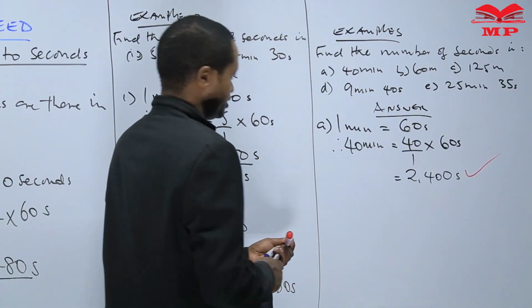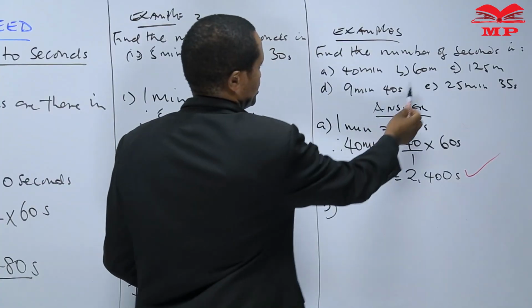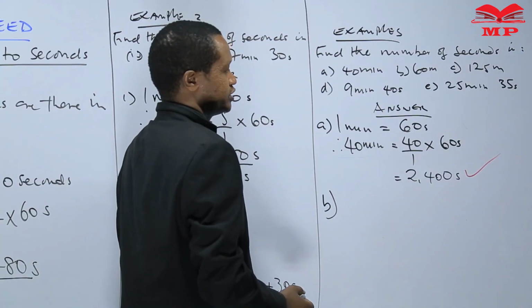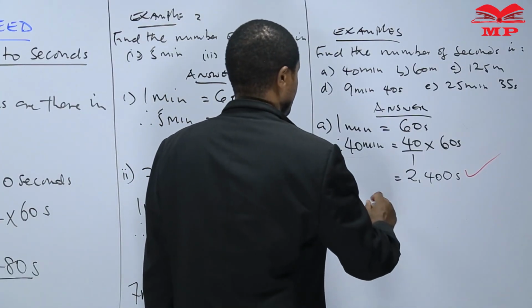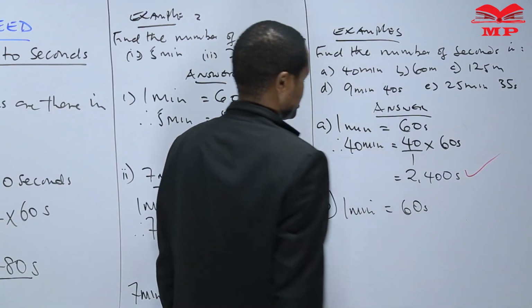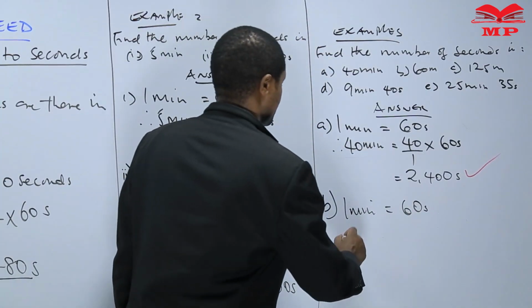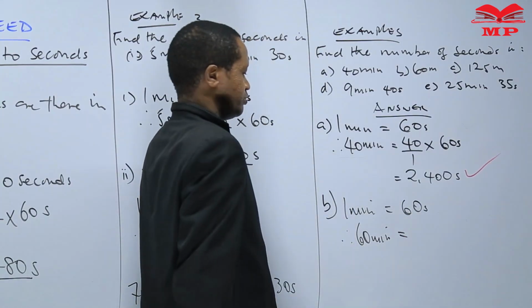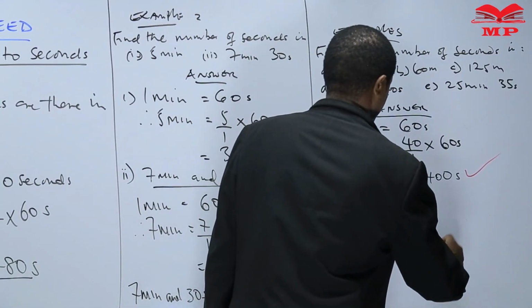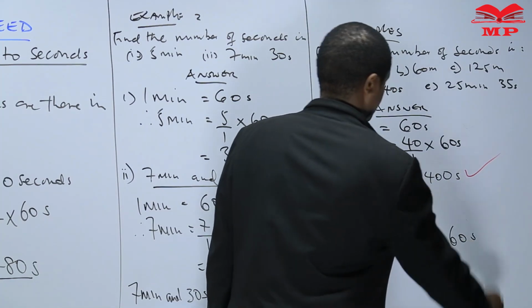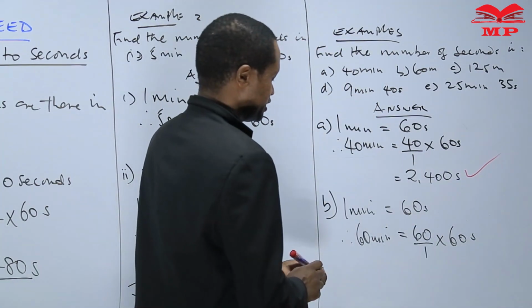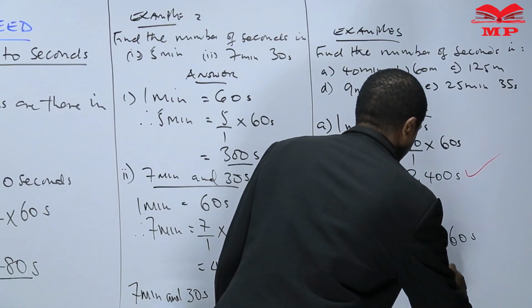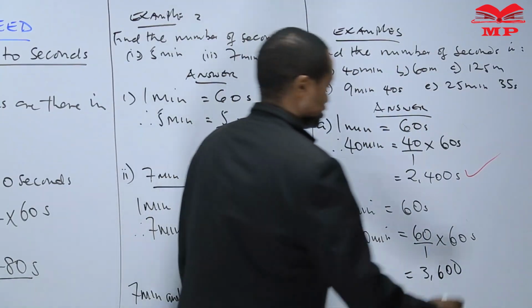Then B, we need to convert 60 minutes into seconds. 1 minute is equal to 60 seconds. Therefore 60 minutes will be equal to 60 over 1 times 60 seconds. So 60 times 60 is equal to 3,600 seconds.